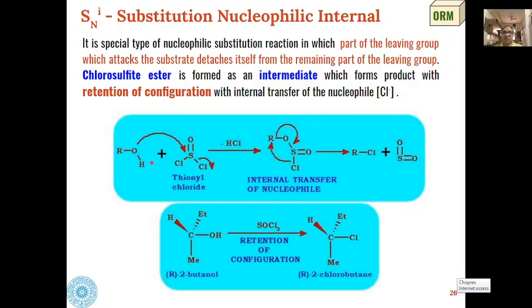So here, this is one substrate, an alcohol. This reacts with thionyl chloride, and this lone pair attacks the sulfur and one halogen is removed. So that means this substrate will get attached to part of the thionyl chloride, and we will get another intermediate, which is followed by internal transfer of the nucleophile.